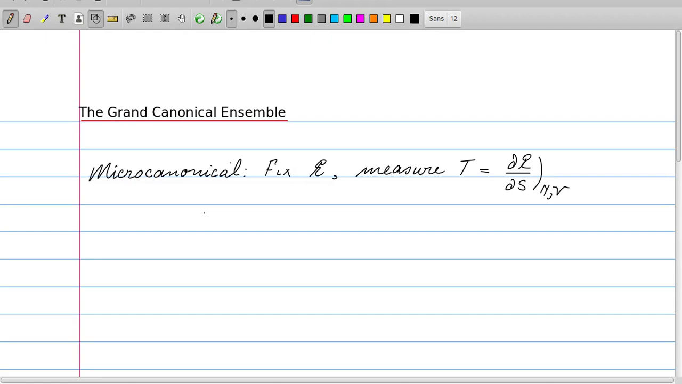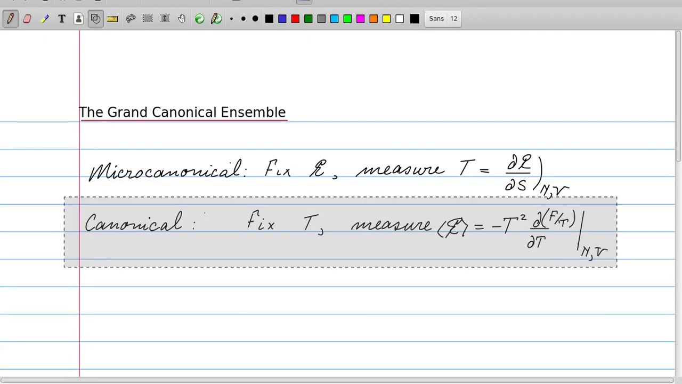Before we really go into the grand canonical ensemble, let's recall how we constructed the microcanonical ensemble. The microcanonical ensemble is an ensemble of systems which all have the same energy, so we fix the energy and the temperature can then be measured. The alternative way of dealing with energy and temperature is the canonical ensemble, where we fix the temperature and we can measure the energy, and the energy can also be calculated when we know the free energy. E is minus T squared d(F/T)/dT at fixed N and V.